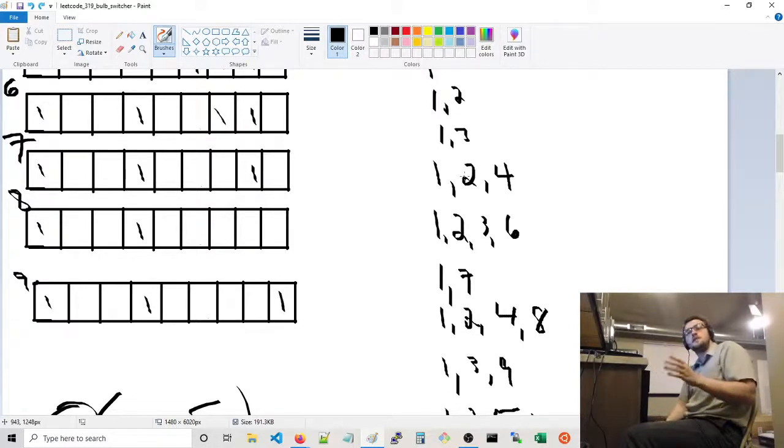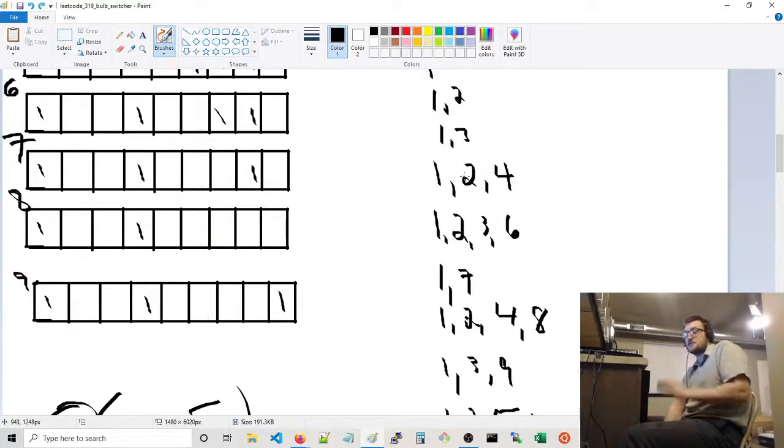The only time a divisor doesn't have a pair is when it's a perfect square, when n over a is equal to a, so n is some a squared. How many perfect squares are there that are less than or equal to n? If you count them, you have 0, 1 squared, 2 squared, 3 squared, 4 squared, and so on, all the way up to some value k squared.